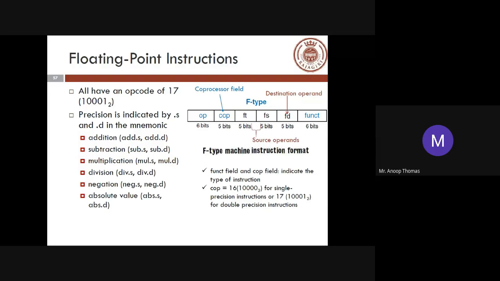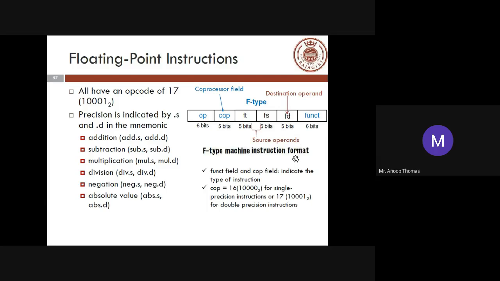Addition: add.s, add.d. S stands for single precision, D stands for double precision. Sub.s, sub.d, mul.s, mul.d, div.s, div.d, neg.s, neg.d, abs.s, abs.d. So these are the 6 instructions supported under your floating point instructions. Addition will have a corresponding function value. Subtraction will have a corresponding function value. We are not bothered about what the values are, but according to the coding scheme, a particular value goes into here.